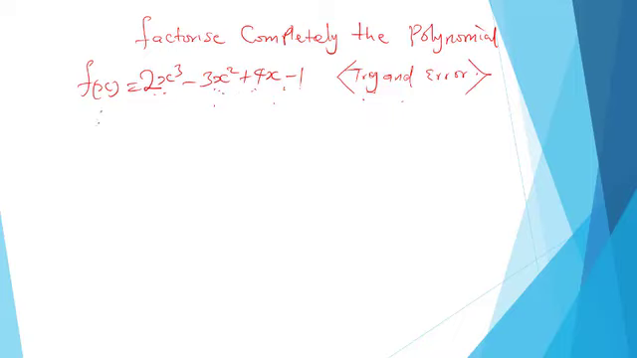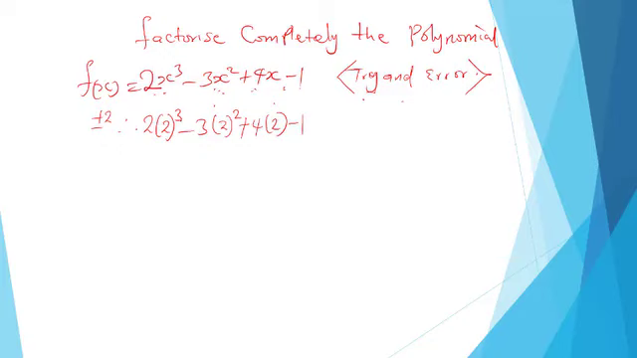Now let's try plus or minus 2. Let's just try it. Okay, plus or minus 2, that is to say, let's put 2 here. We now have 2 in bracket, 2 raised to power 3 minus 3 times 2 squared plus 4 times 2 minus 1. So let's see if it will give us 0.